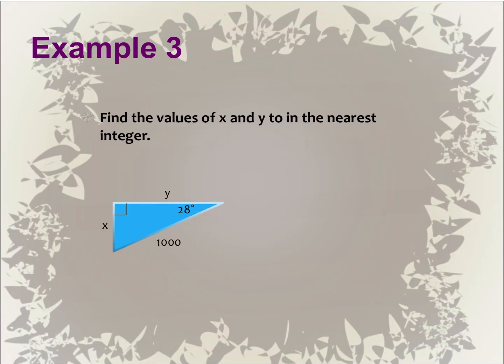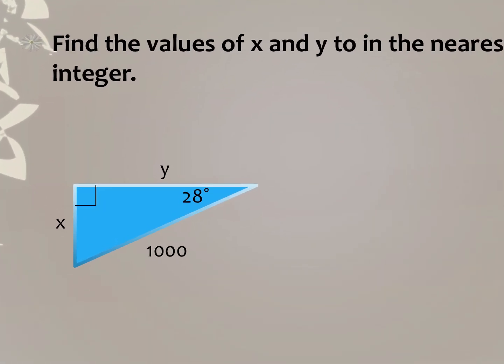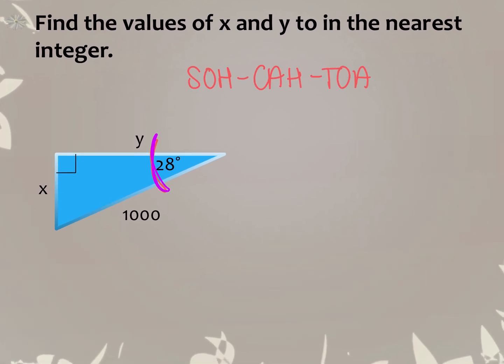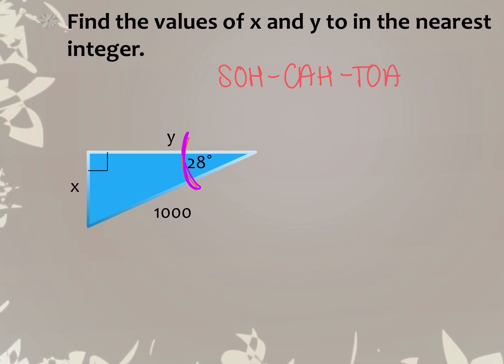All right, looking at example number 3. Now they're giving you the angle measures. Now I have to figure out, am I using sine, cosine, or tangent? So again, I'm going to write SOHCAHTOA so I have it here. And I'm using 28 as my angle. This is the angle I'm looking at right here, and this is what I'm going to be using for both of them. In order for me to figure out if I'm using sine, cosine, or tangent, I have to look at what I'm solving for.